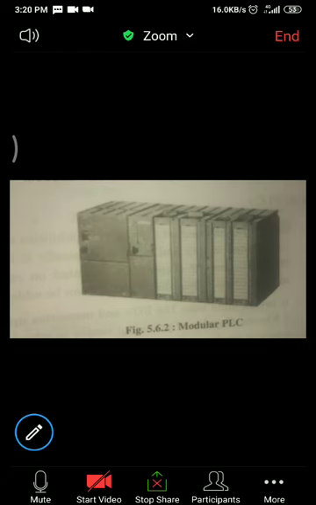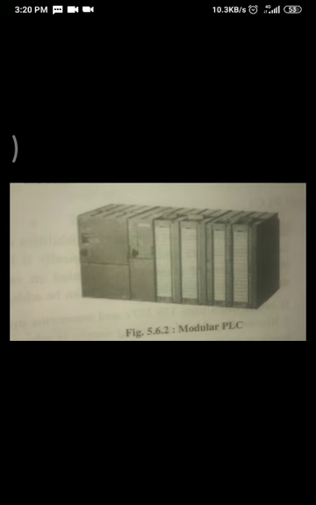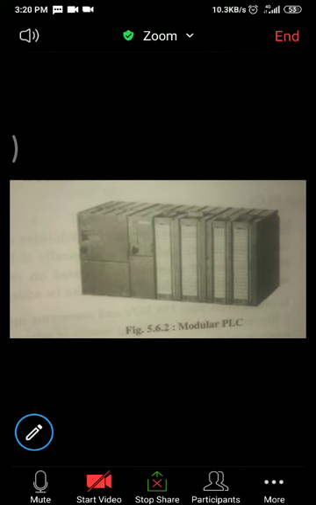Basically there are two types of PLC: one is the modular PLC, the second is the unitary PLC. And in modular PLC there are again three types: small PLC, medium PLC, and large PLC. So this is the basics of PLC, and this is the topic to be covered under this lecture.